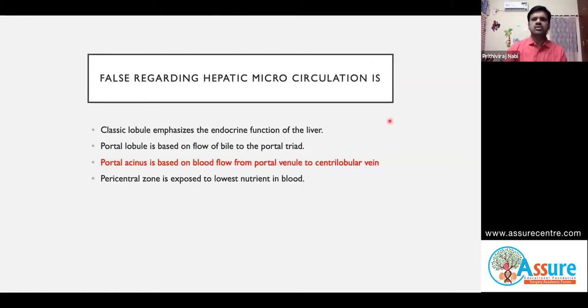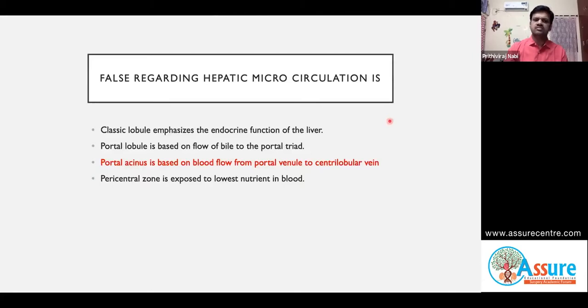So what is the answer? Which is the false one? The classic lobule emphasizes endocrine function, that is correct. The portal lobule is based on flow of bile to the portal triad, that is also correct. The portal acinus is based on blood flow from portal venule to central lobular vein. No, that is actually the classic lobule.